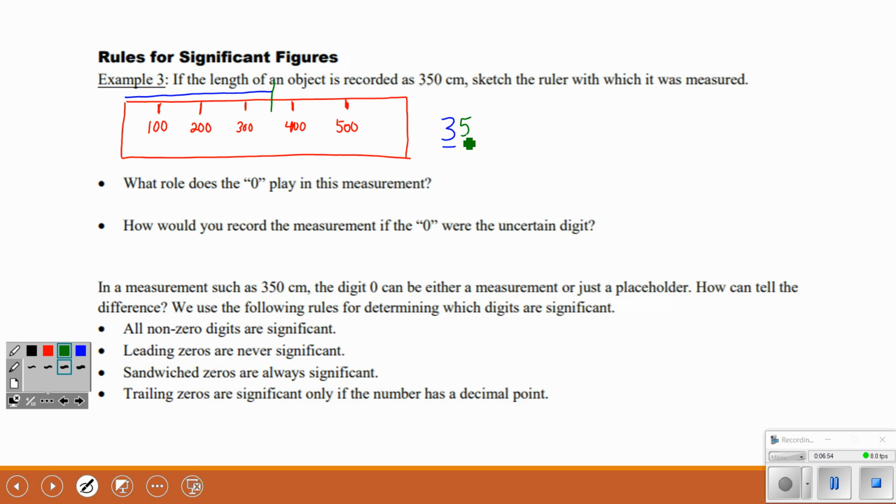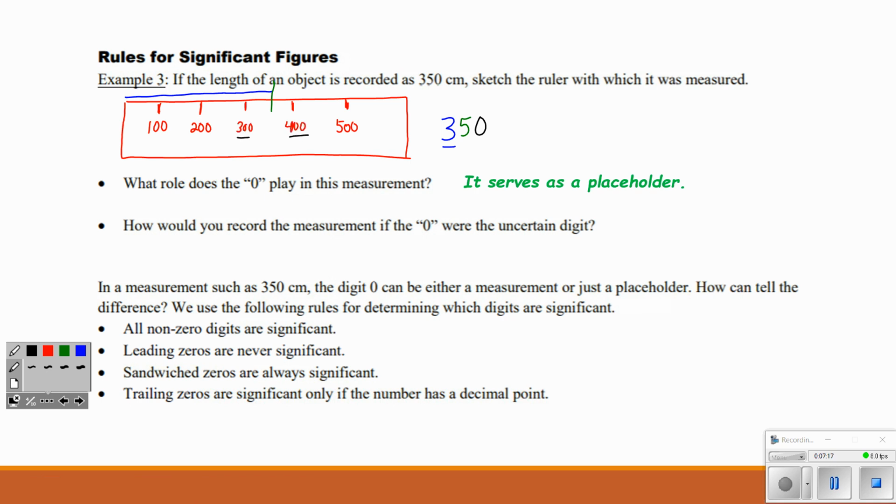But at that point, you have to put the 0 in there because this is 300, this is 400. So we know that the measurement falls between 300 and 400. So that 0 is going to be a placeholder. So the 0 is serving as a placeholder.